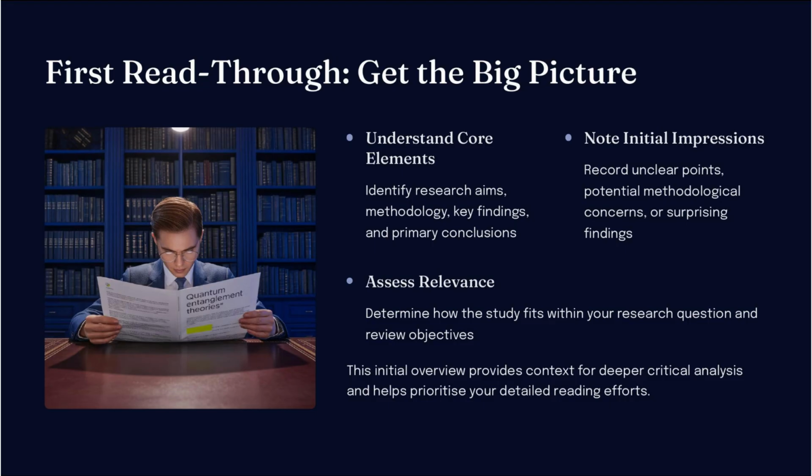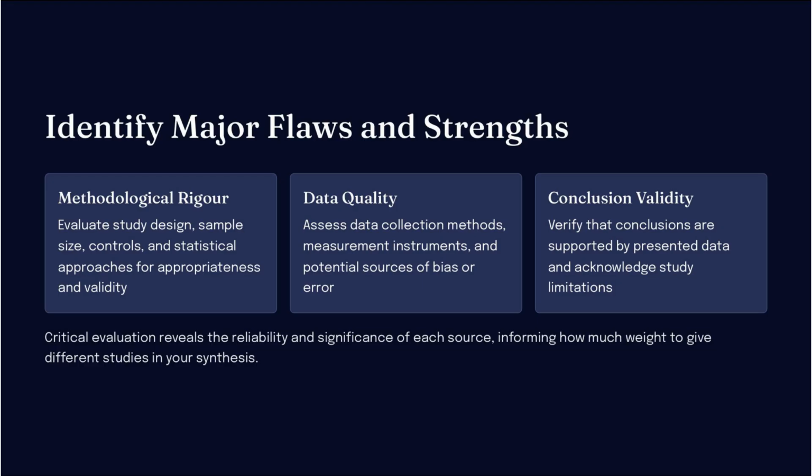Assess the study's relevance to your research question and objectives. This overview sets the stage for deeper analysis, guiding your focus and prioritizing detailed reading efforts. Evaluate the methodological rigor by examining study design, sample size, and statistical approaches. Assess data quality through collection methods and potential biases. Verify conclusion validity by ensuring data supports findings and acknowledging limitations. This critical evaluation determines the reliability and significance of sources, guiding the weight each study holds in your synthesis.